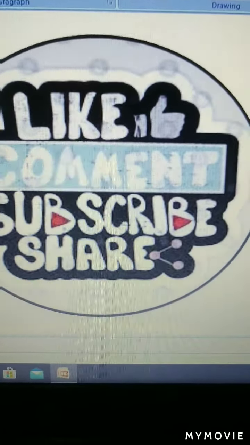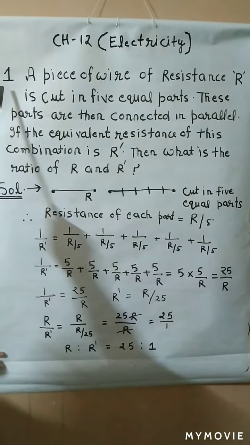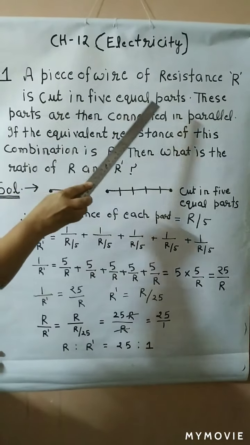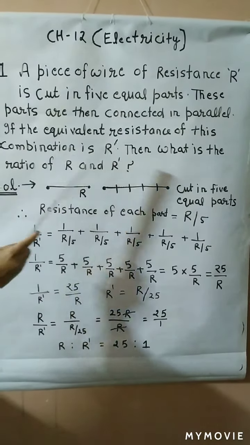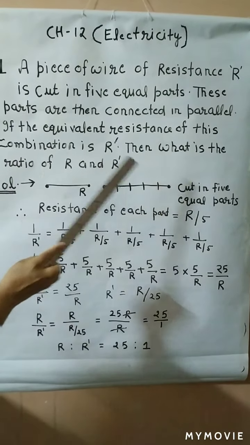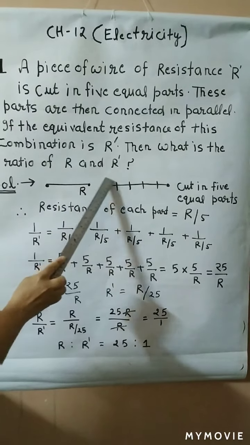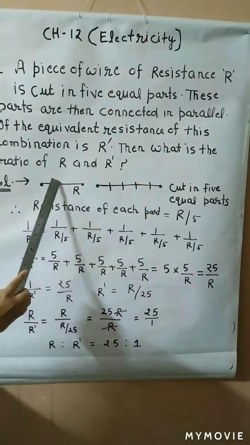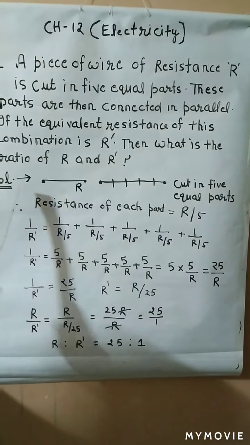So let's start the topic. See student, this is the first question of the numerical. A piece of wire of resistance R is cut in 5 equal parts. These parts are then connected in parallel. If the equivalent resistance of this combination is R dash, then what is the ratio of R and R dash? This is your first question as an MCQ in the book, but without solving you can't get this answer. So let's see the solution.